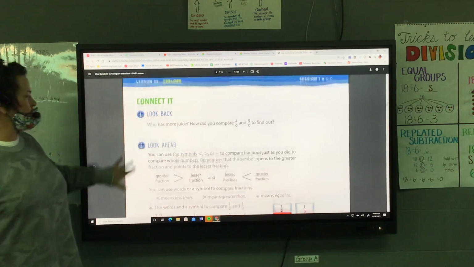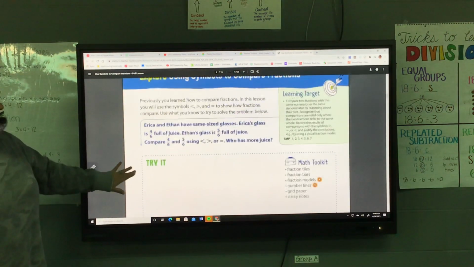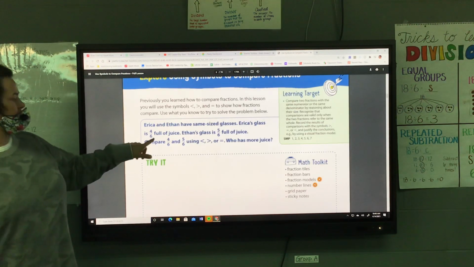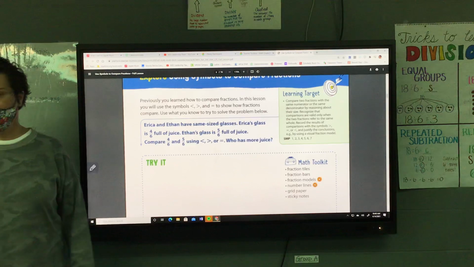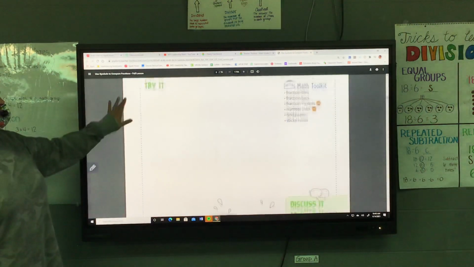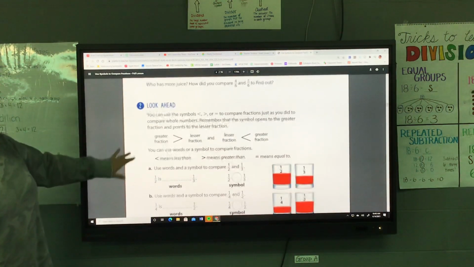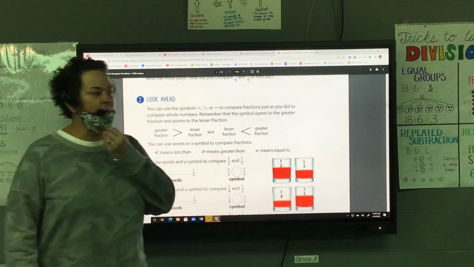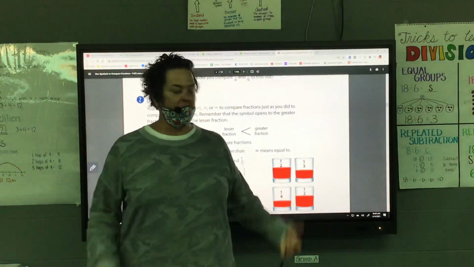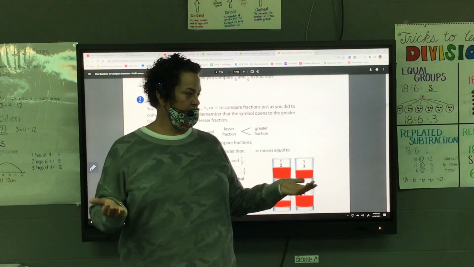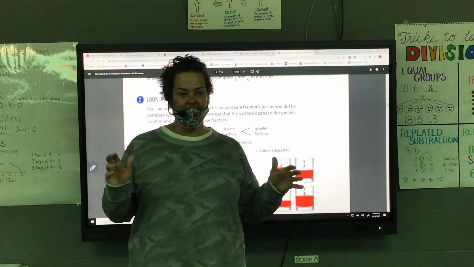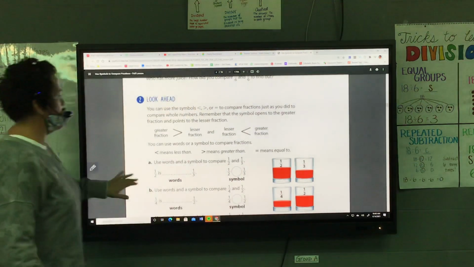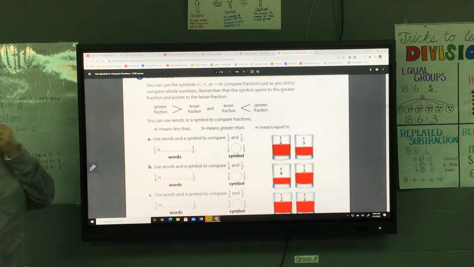So who had more juice? We forgot to talk about that before I erased it. Who has more juice? Erica with 4/6 or Ethan with 5/6? Ethan had more juice, didn't he? Okay. So when the denominator of a fraction is the same and we have to compare them, what do we look at again? The numerators.